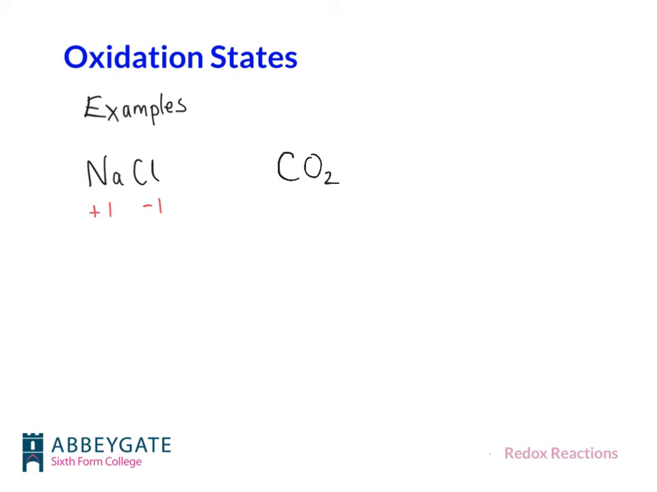Carbon dioxide: each of the oxygens is -2, since oxygen is almost always -2, so I've got 2 lots of -2, which add up to -4. The whole thing is neutral, so therefore the carbon must be +4.